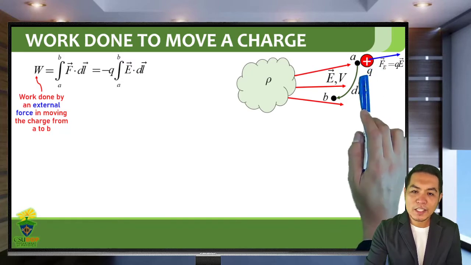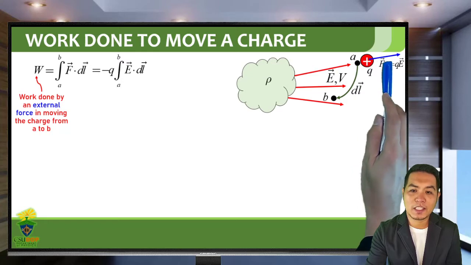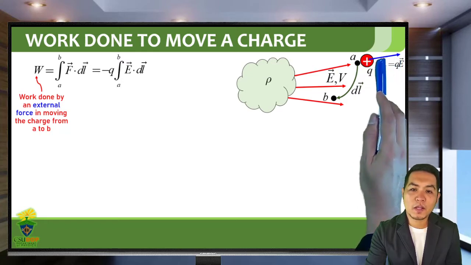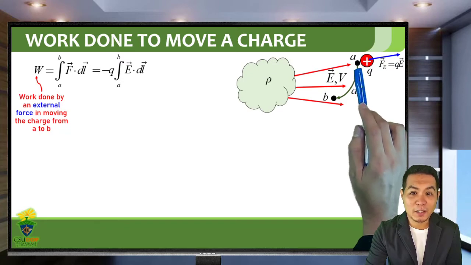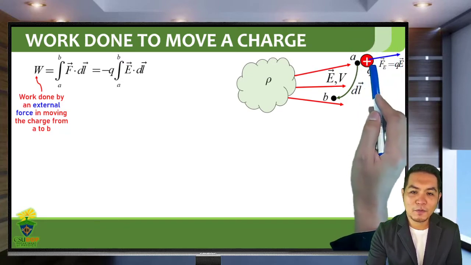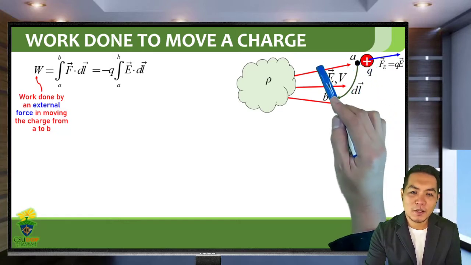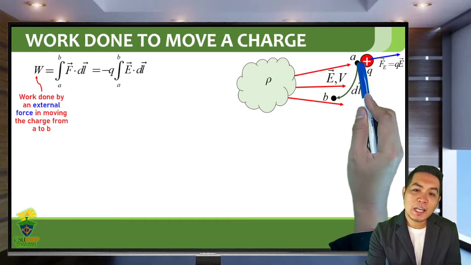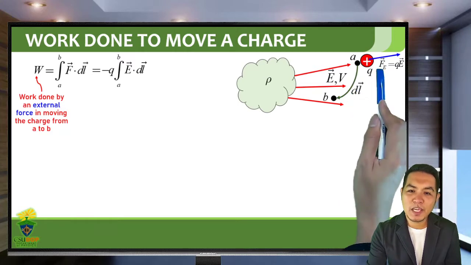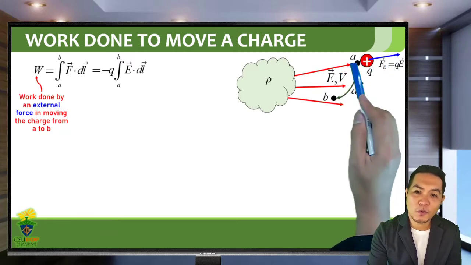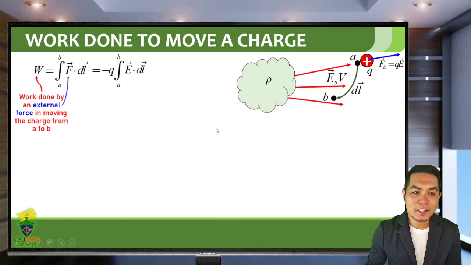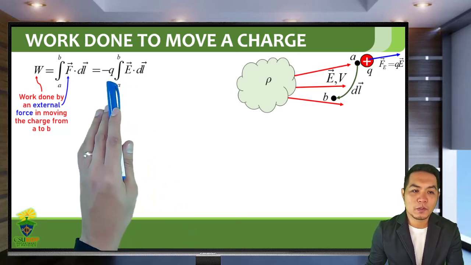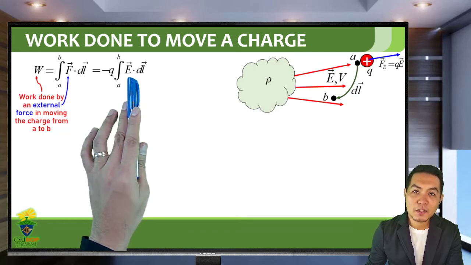Take note that for this specific charge Q, the electric force is in this direction. If you want this charge to be static at point A, you need to apply a force with equal magnitude but opposite in direction, so that this charge will stay at point A. At all points from A to B, you must be applying that opposite force so that you can move the charge from point A to point B. Therefore, this force is the external force, the force applied by you, and it's equivalent to negative QE, equal in magnitude but opposite in direction to the electric force.